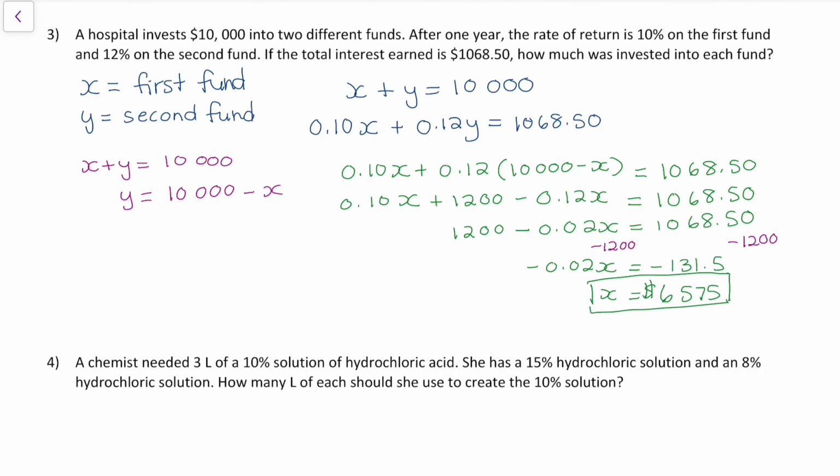I'm now going to substitute that into one of my equations. I'm going to do the first equation. So I get 6,575 plus y should get me 10,000. So y is 10,000 minus 6,575, which is 3,425.